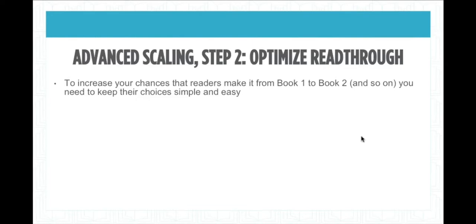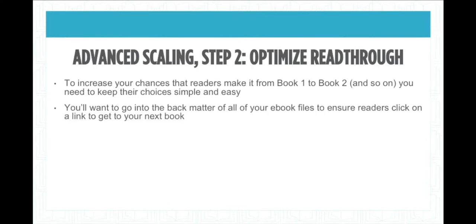So to increase your chances that someone makes it from book 1 to book 2, you need to keep things simple. Don't make it hard for people to buy the next book in your series. You'll want to go into the back matter of, yes, all of your ebook files to make sure readers click on a link to get your next book. You need to do this because I have found more often than not, you still say, pre-order, book coming July 2019. I have seen this too many times where you have not had the updated back matter.